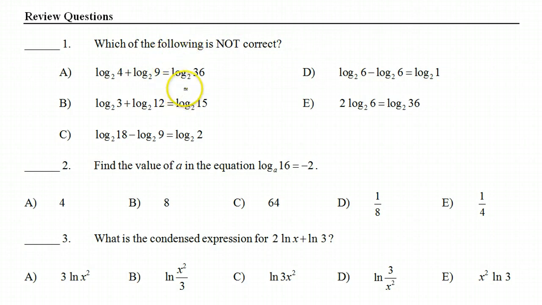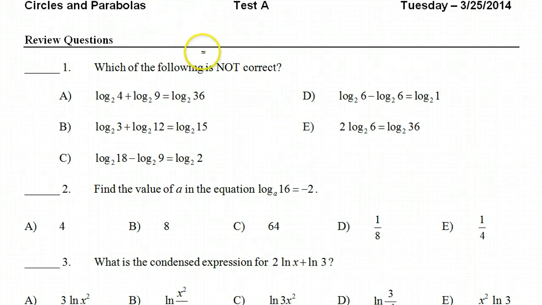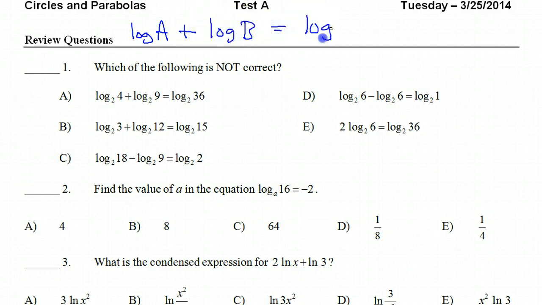Okay, looking at problem number 1. Which of the following is not correct? So this is review, so obviously this logarithm stuff doesn't have anything to do with circles or parabolas. But remember that we used to do this. If we had the log of A plus the log of B, that was equal to the log of A times B. So addition reduced down to multiplication.